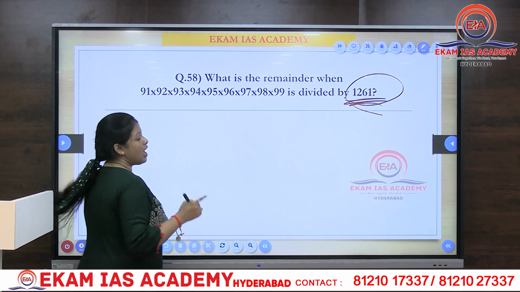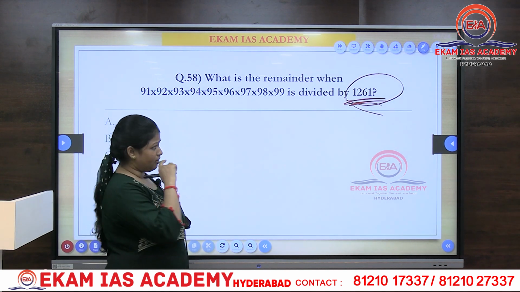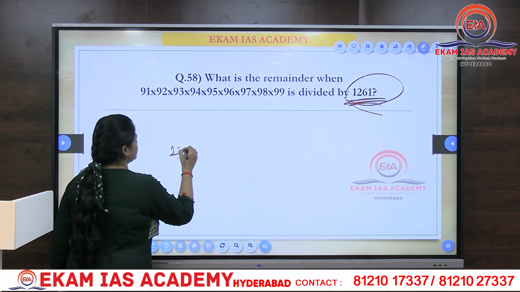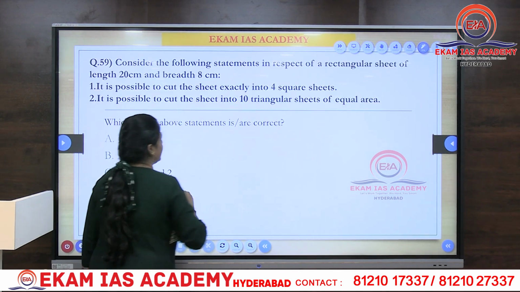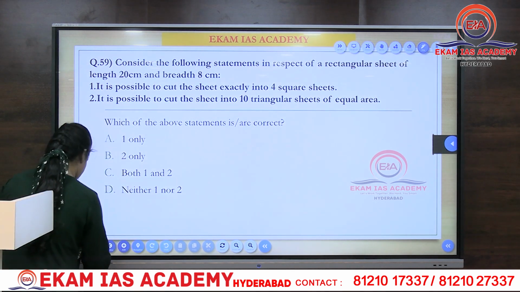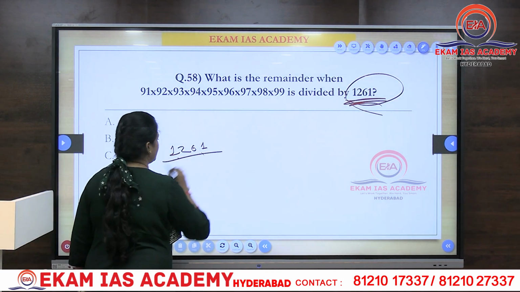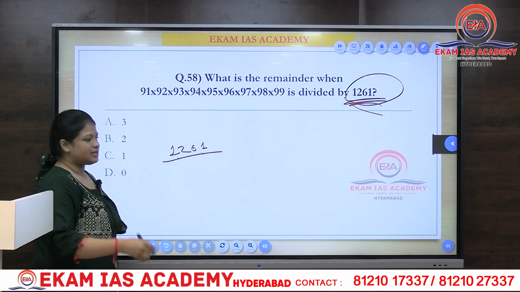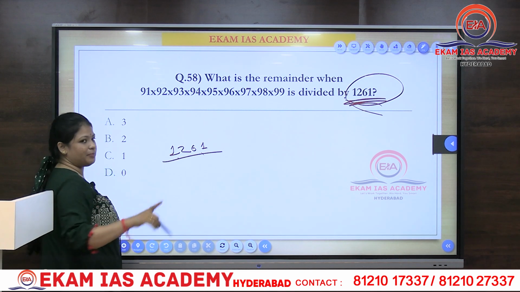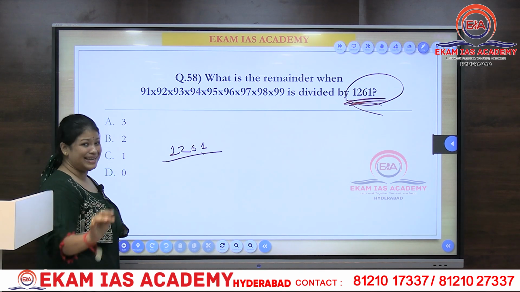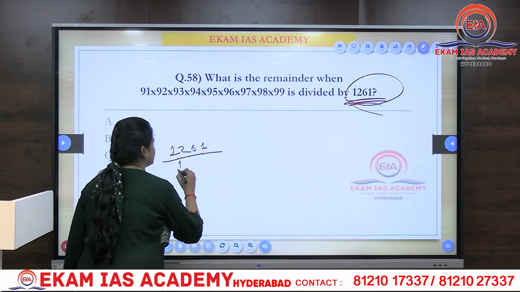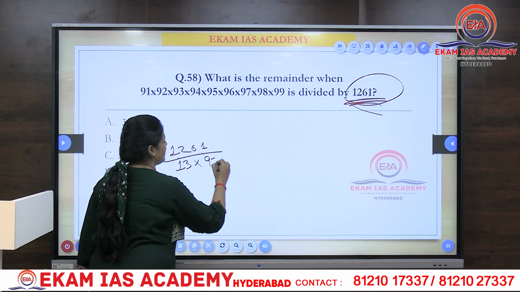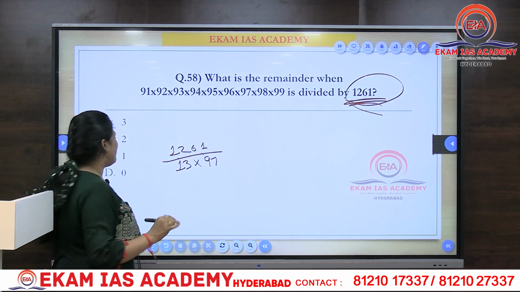Okay. So I'm going to factorize 1261. How to factorize a number like 1261? I try to divide the number with prime numbers. It is not divisible by any prime number until 13. Okay. It is 13 into 97. Be patient till 13.